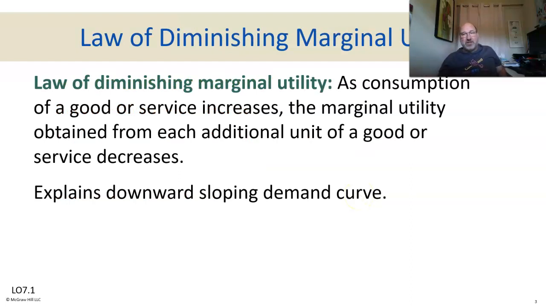So, the law of diminishing marginal utility. That states as consumption of a good or service goes up, the marginal utility obtained from each additional unit of the good or service goes down. The more of a good you consume in a given time period, basically, the less satisfaction you will get from that good. So if you think about pizza, beer, tacos, whatever, usually we look at food with this, but you can look at other goods.